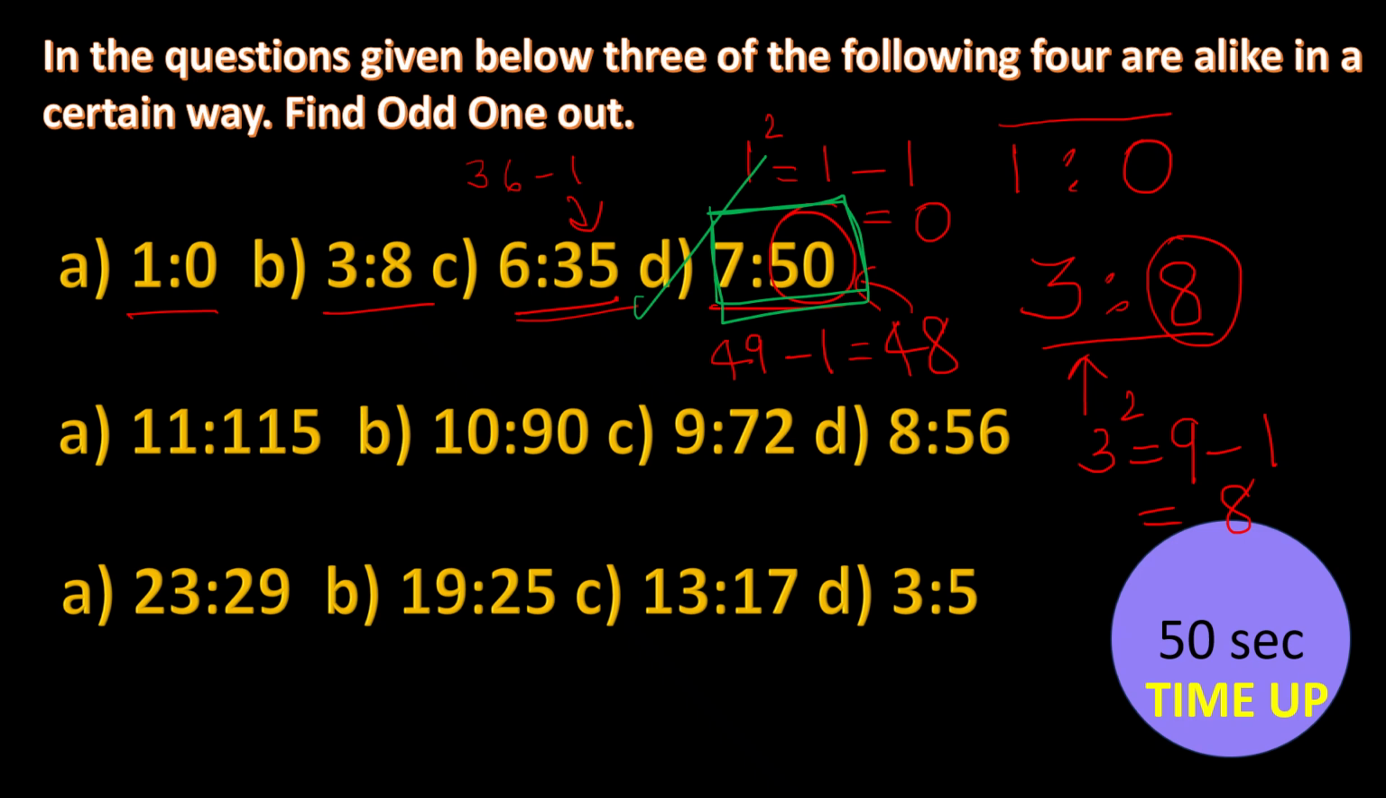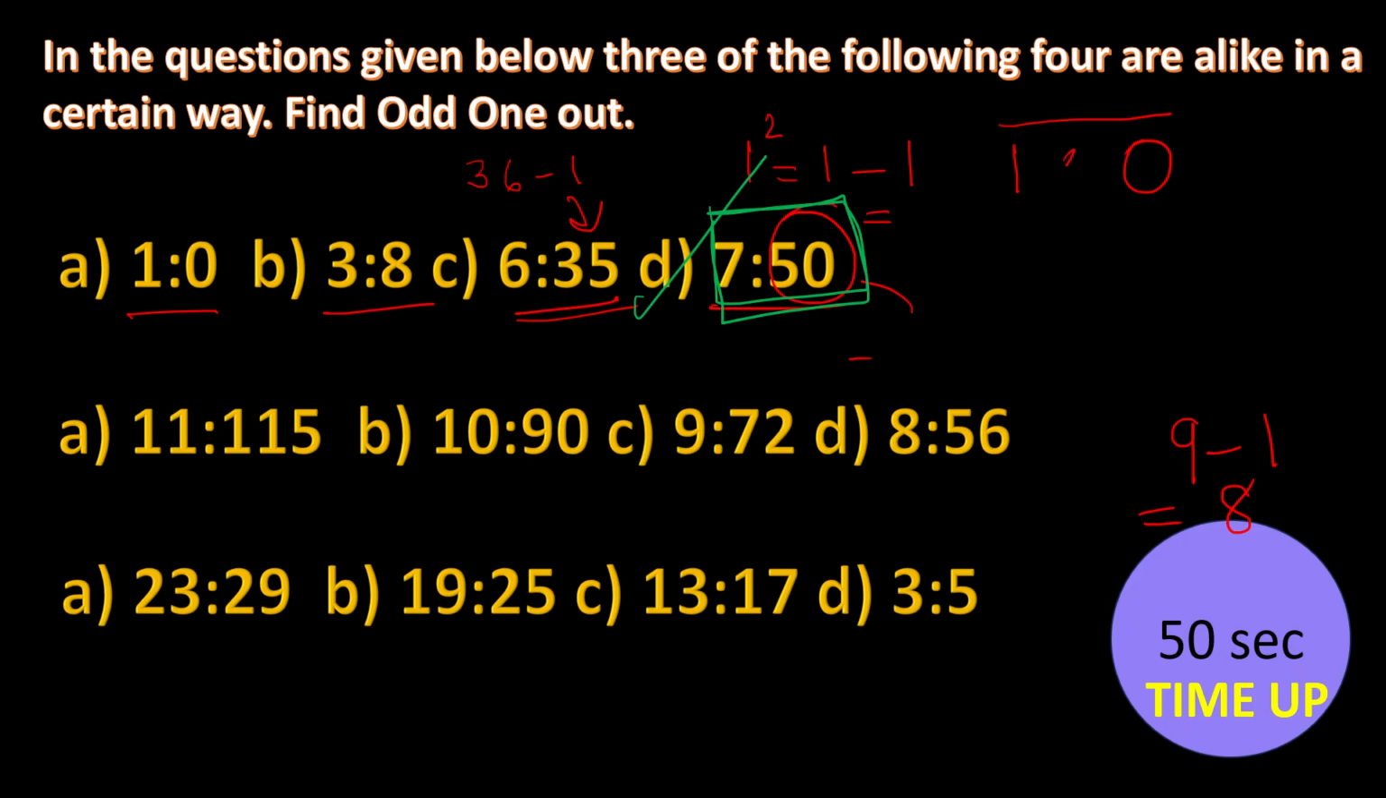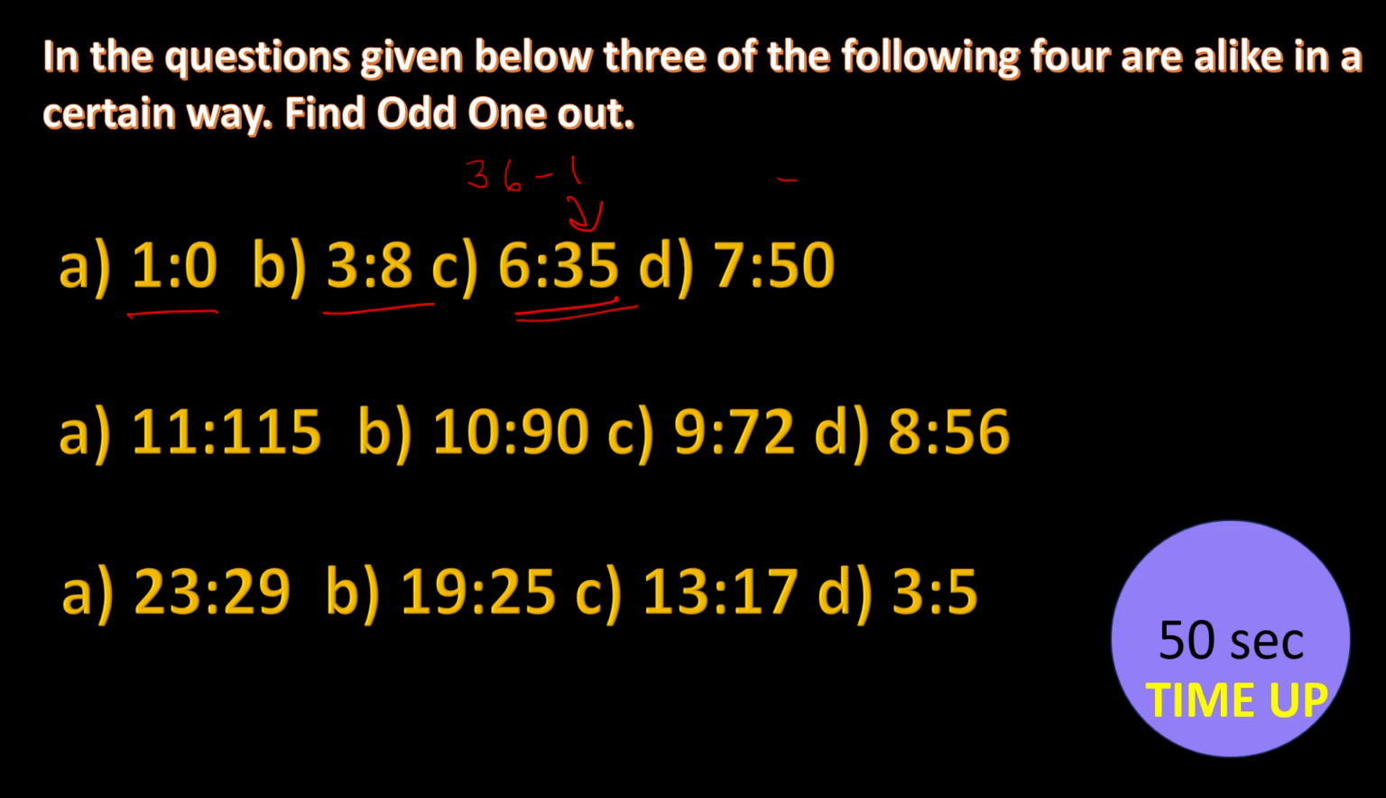Next one. 11 is to 115. 10 is to 90. 9 is to 72. So what is the logic used here? What do you think? So here two logics can be used. Both logics are correct. So first if you check 10 is to 90.